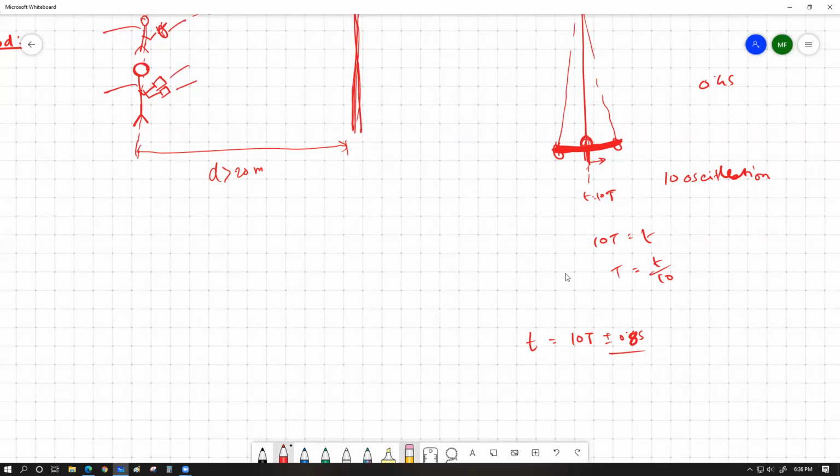You don't have this concept in your syllabus yet. It's in your AS level. I'm just trying to give you an understanding of why it is necessary that we measure multiple oscillation times.